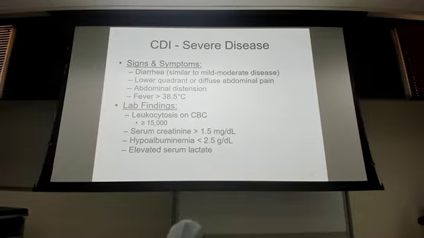Severe disease, now we're starting to get the systemic presentations. Fever, abdominal distension, severe leukocytosis. Now we're above 15,000 on the CBC. Serum creatinine is greater than 1.5, and you also start to lose some of your protein, so hypoalbuminemia, less than 2.5 grams per deciliter. Serum lactate will also be elevated if you draw it. With these severe signs and symptoms, we're going to have to do some aggressive treatment, and we'll talk about the specific protocols for why they would need to be admitted.